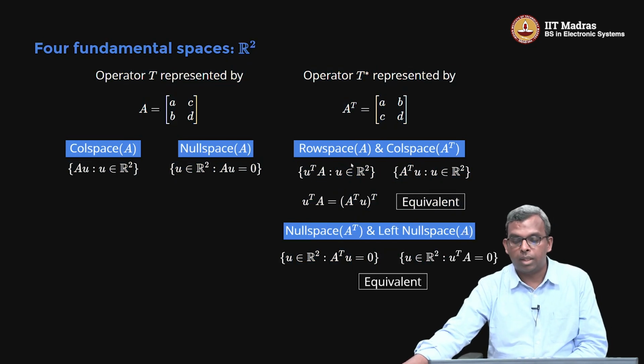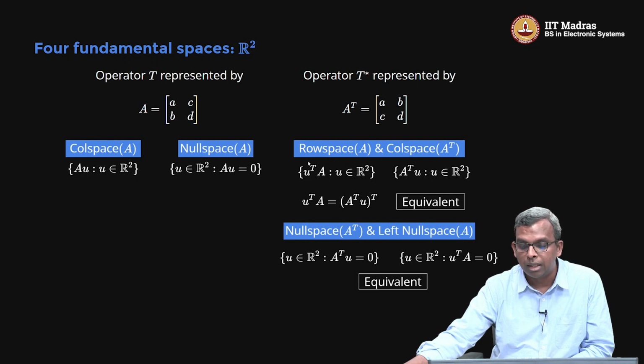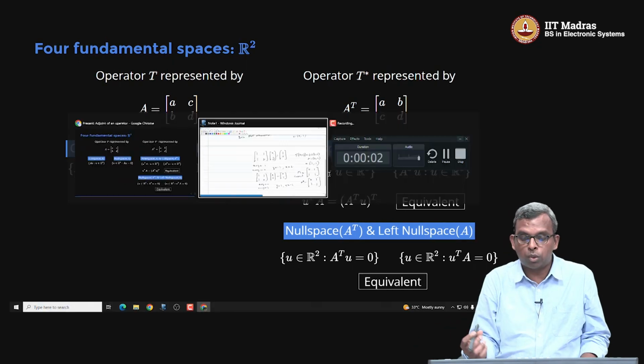So let's look at this once again closely. You have first of all column space of A. That's the first subspace. Null space of A, second subspace. Both of these we know very well. Then we have the row space of A, which is all the linear combinations of the rows. That can be written as U transpose A. Do you see that? Do you see how that U transpose A works?